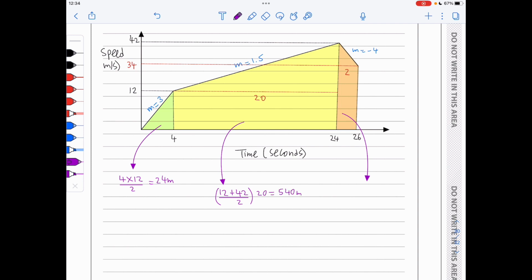And finally, we've got another trapezium at the very end. Base 1 is 42, base 2 is 34, the height is simply 2. So this will be 42 plus 34 over 2 times 2, which gives an answer of 76 meters. And therefore the total distance covered will be the sum of these three figures, 24 plus 540 plus 76, which gives an answer of 640 meters, which agrees with the answer we found with the alternative approach.